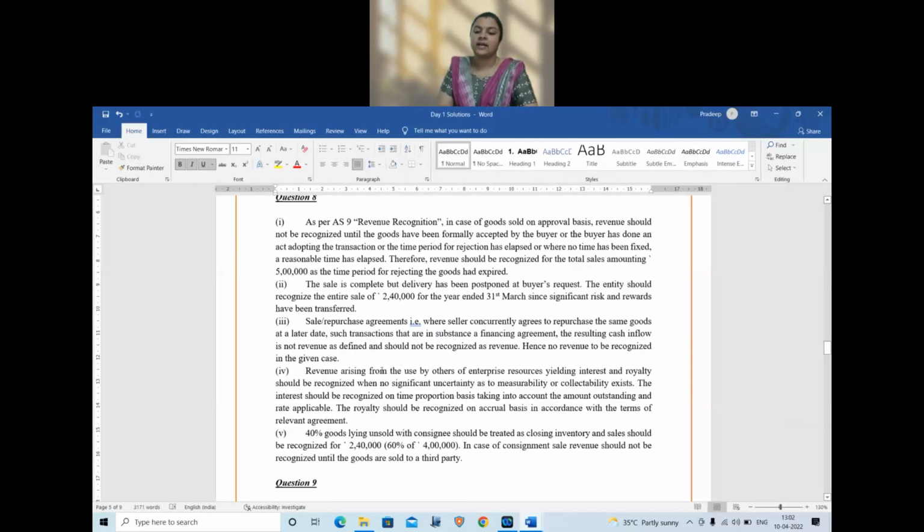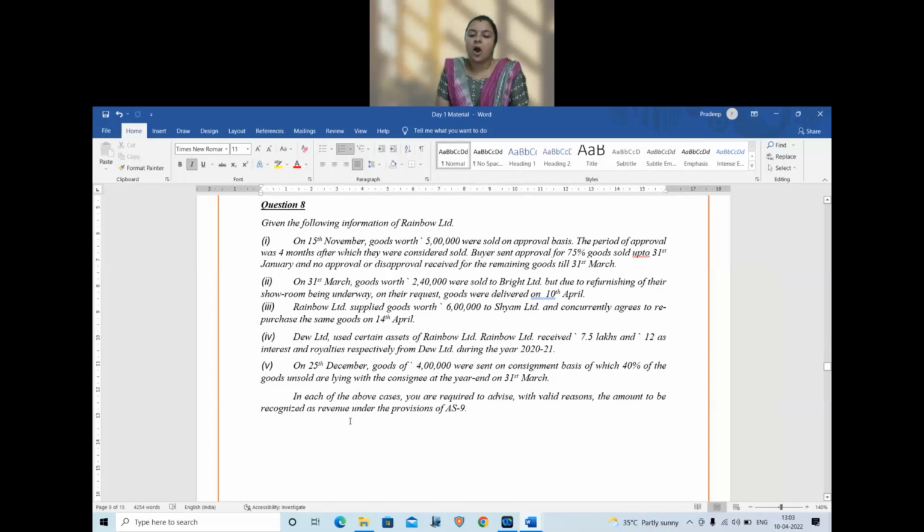So your answer: revenue arising from the use by others of enterprise resources yielding interest and royalty should be recognized when no significant uncertainty as to measurability exists. Interest should be recognized on time proportion basis. Royalty should be recognized on accrual basis in terms of the agreement.